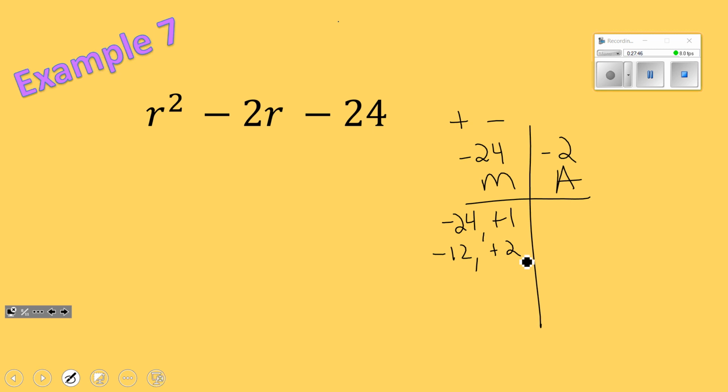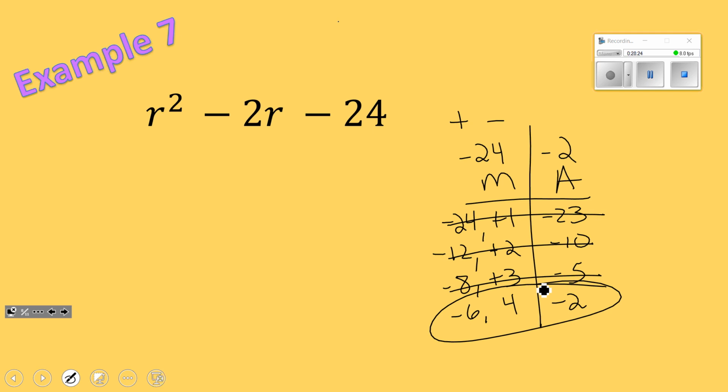Okay? 24 divided by 3 is 8 and 3. So which one do you want to be negative? Negative 8, positive 3. 24 divided by 4 gives negative 6, positive 4. Then add them together. This will give you negative 23. This will give you negative 10. This will give you negative 5. No. This will give you winner, winner, chicken dinner. So R times R, and then we're going to fill in a negative 6 and a positive 4.